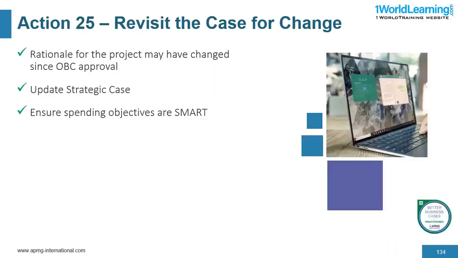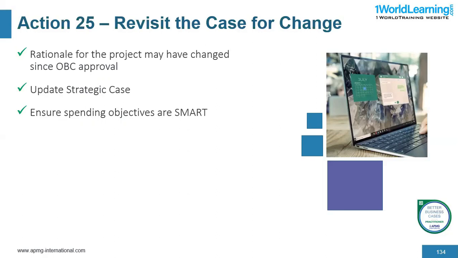Action number 25, revisit the case for change. Now, revisiting the case for change is important because the rationale for the project may have altered since the outline business case was approved due to evolving business needs and changing service requirements, and therefore there's a need for us to update the strategic case.